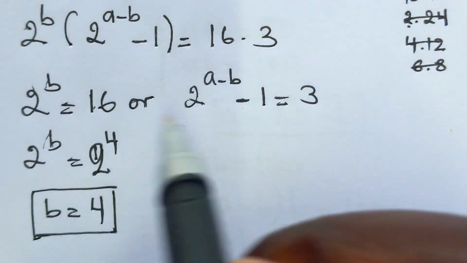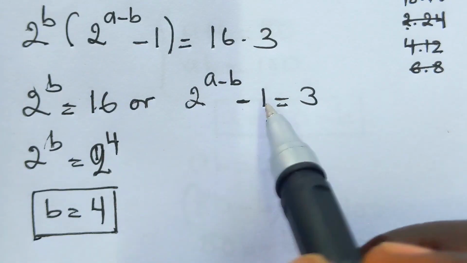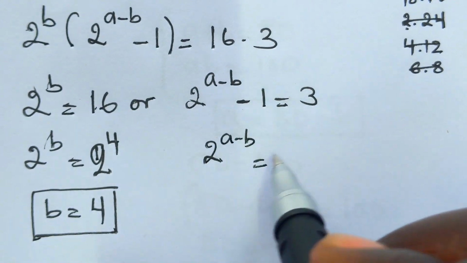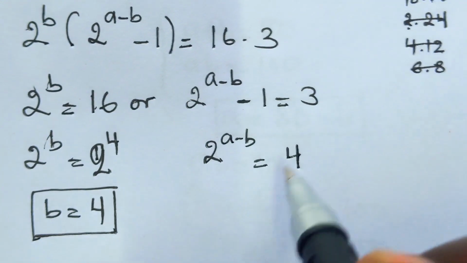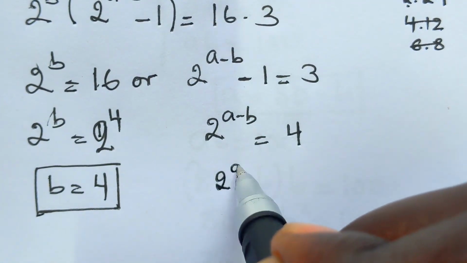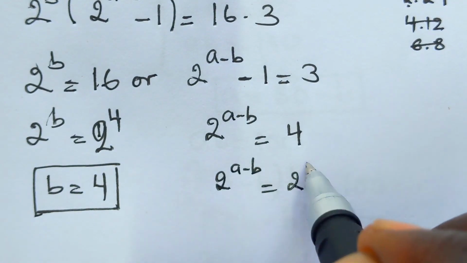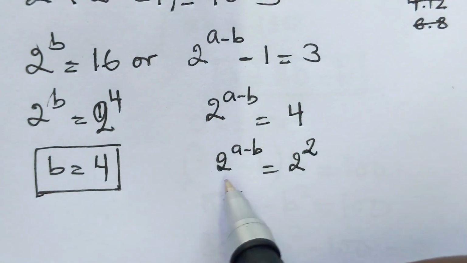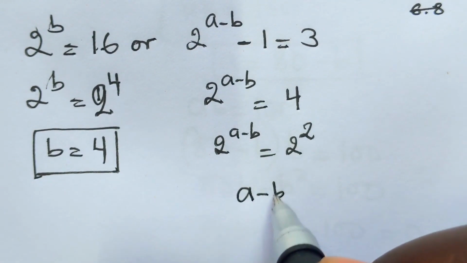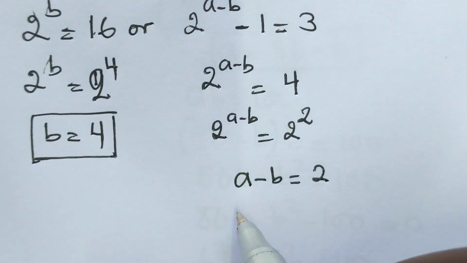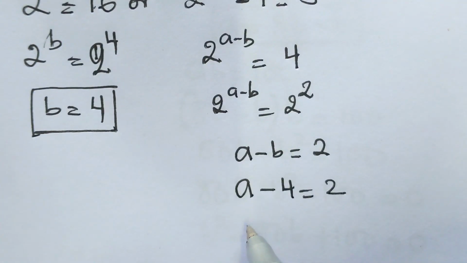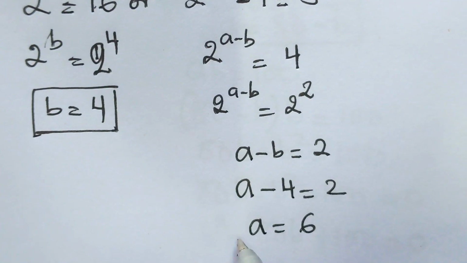So we can replace it in the equation that we have right here. 2 power a minus b is equal to 4, and of course 2 power a minus b is equal to 2 power 2. Once we have the same base, the powers are equal, so a minus b equals 2. And of course a minus 4 equals 2, and our a will be equal to 6.